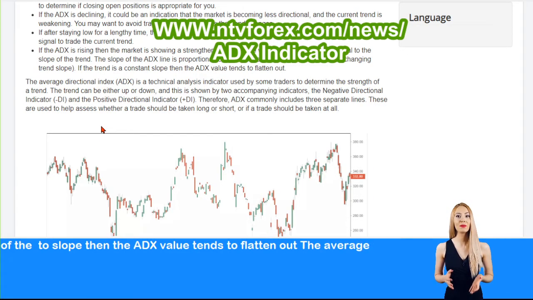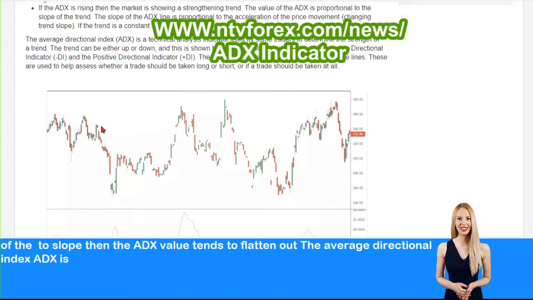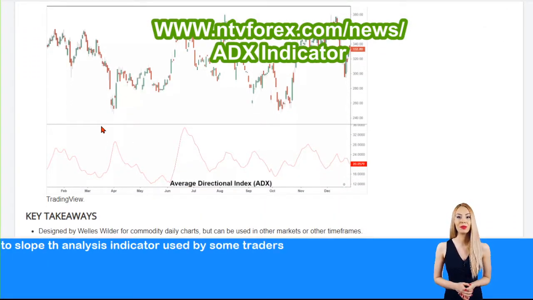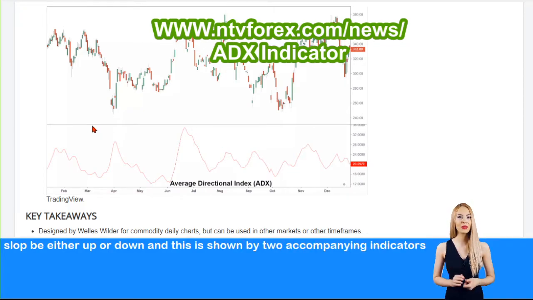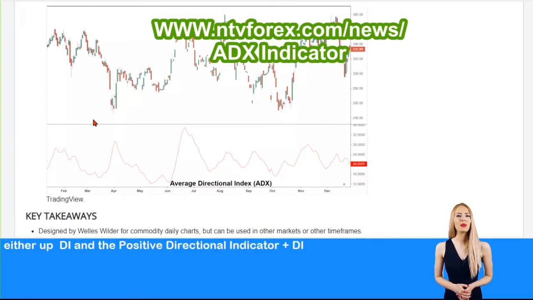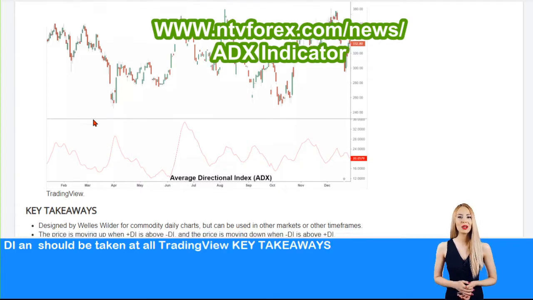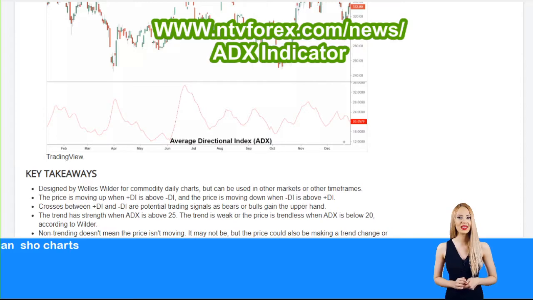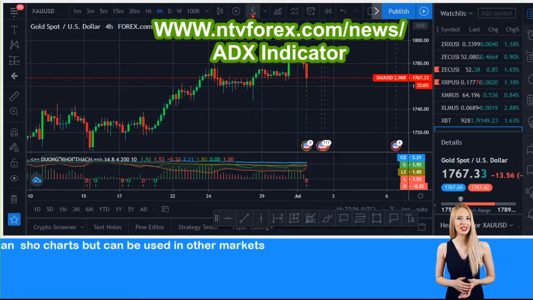The Average Directional Index, ADX, is a technical analysis indicator used by some traders to determine the strength of a trend. The trend can be either up or down, and this is shown by two accompanying indicators, the negative directional indicator, -DI, and the positive directional indicator, +DI. Therefore, ADX commonly includes 3 separate lines. These are used to help assess whether a trade should be taken long or short, or if a trade should be taken at all. Key takeaways: designed by Welles Wilder for commodity daily charts, but can be used in other markets or other time frames.